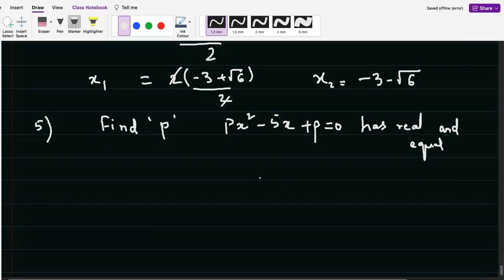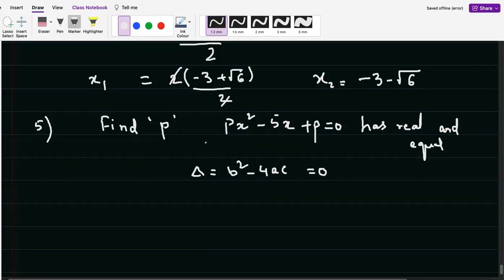What is determinant? We just saw at the beginning of this video. That is, determinant value is b square minus 4ac. So if such a problem is given, you need to take b square minus 4ac equal to 0. If they are saying the roots are distinct, means they are not equal, then you need to take greater than 0. If they are saying that the roots are not real, they are imaginary, then you have to take b square minus 4ac less than 0. Got it?